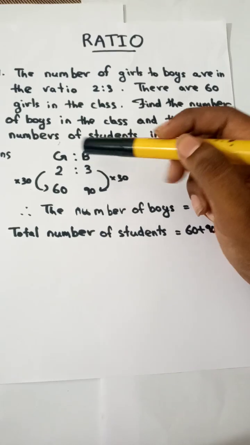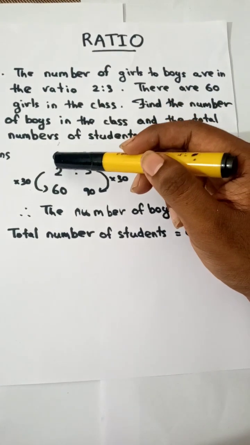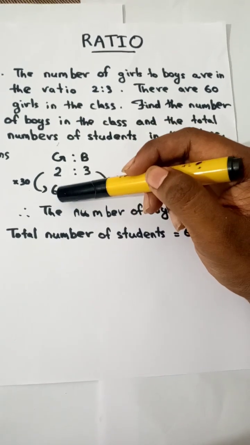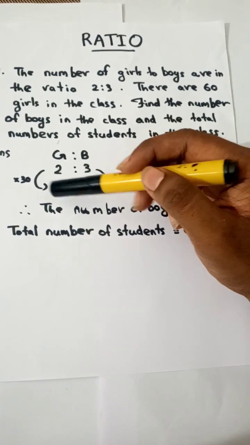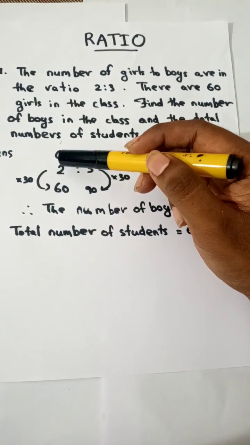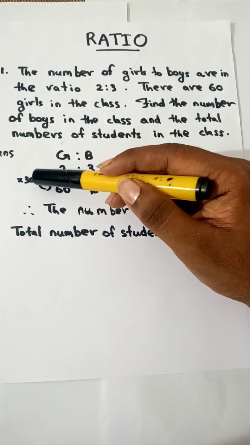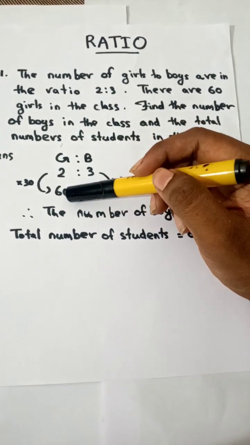So how can we find the number of boys in the class? We want to convert the 2 of girls to 60. How can we convert 2 to 60? If we want to convert 2 to 60, we want to multiply 2 with 30. When we multiply 2 with 30, we would get 60.